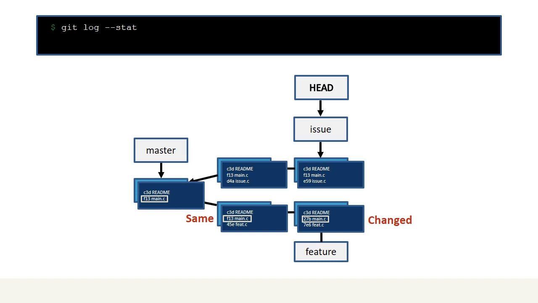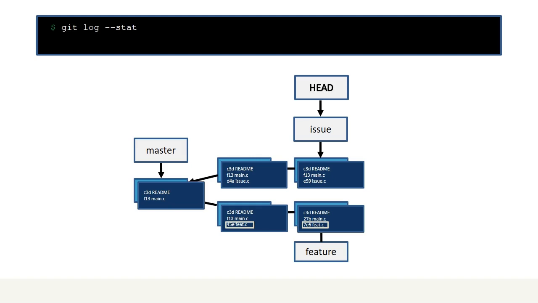Now, notice that in this first example, the original file F13, that's the hash for a file named main.c, in the first commit is the same. However, in the second commit, it's changed to 27b. That's a new hash. That means that file has changed. Now, in this case, F13 on a different branch, this is again the issue branch, has the same hash from the commit that master is still pointing to. F13 is the same, and in the new commit nothing changed as well, so it's basically the same file.